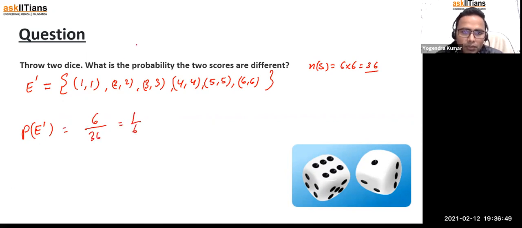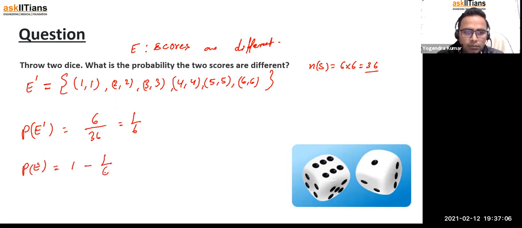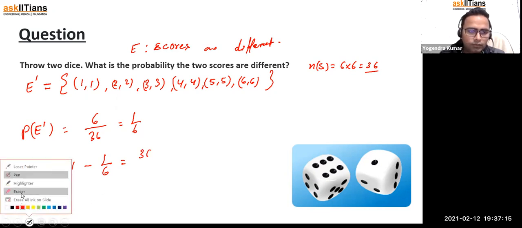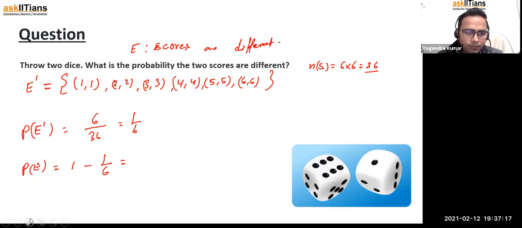But we are looking for, okay, E represents what? E is that the scores are different, right? So P of E is going to be 1 minus 1 by 6, which is 5 by 6. I hope you got it, 5 by 6. This is what we are getting, right? P of E is the probability that two scores will be different, 5 by 6 we are getting here.